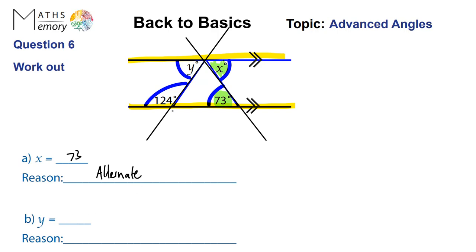Angle Y. If Y is over here, well, this is 124. Again, we could say that this angle here and the 124 are both supplementary. They both add up to 180. So 180 take away 124 will give us 56. That is your answer, 56. And the reason why, simply state what it is: supplementary.